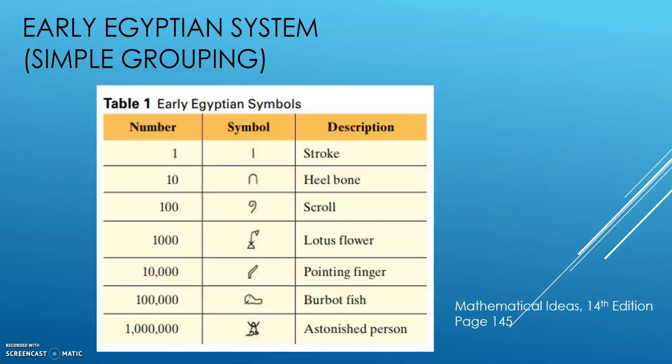In the early Egyptian system, they used simple grouping. The number 1 was represented by a stroke, the number 10 by a heel bone, 100 by a scroll, 1,000 by a lotus flower, 10,000 by a pointing finger, 100,000 by a burbot fish, and 1,000,000 by an astonished person.